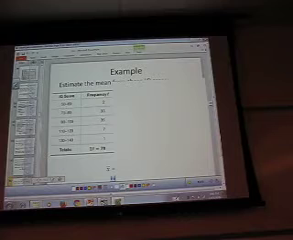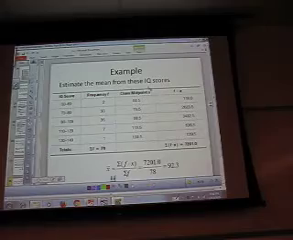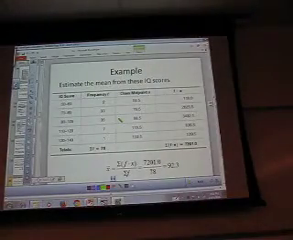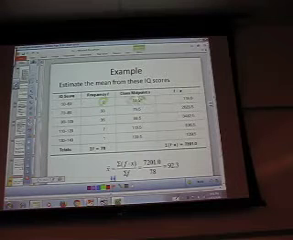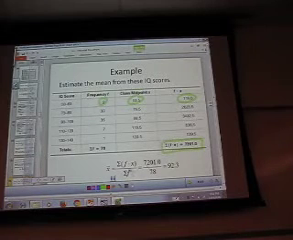So we need to find all the midpoints. So for this one, we find all the class midpoints, and then everything else is exactly like we've been doing. Take the frequency times the class midpoint, find all of them, add them all up, and then divide by the sum of the frequencies.